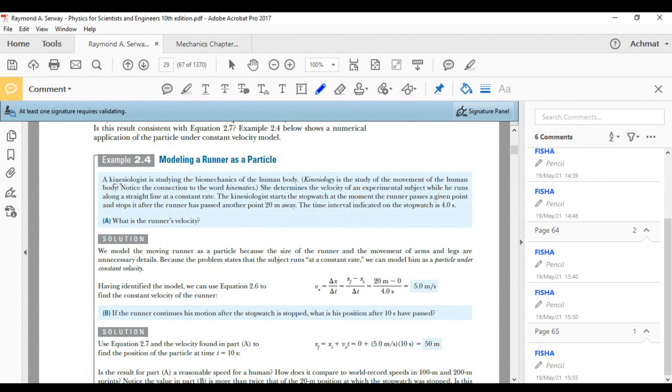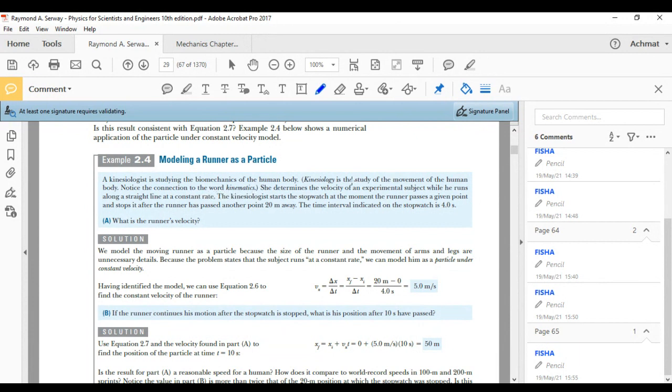Oh, there they say, a kinesiologist is studying the biomechanics of a human body. It has something to do with biologists, I suppose. I assume so, right? Oh, here they say it's a study of the movement of the human body. Okay, there we are. Kine for motion, right? Kinesiology is a study of the movement of the human body. Okay, I didn't know that.